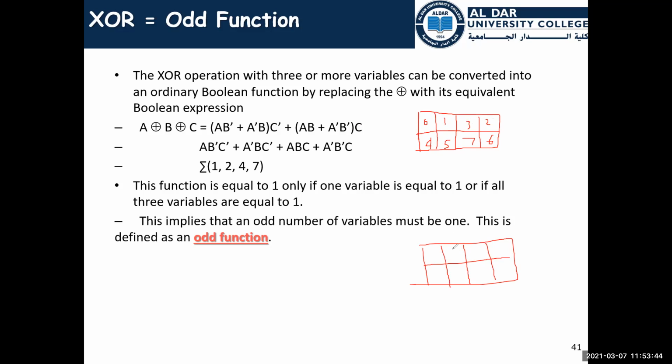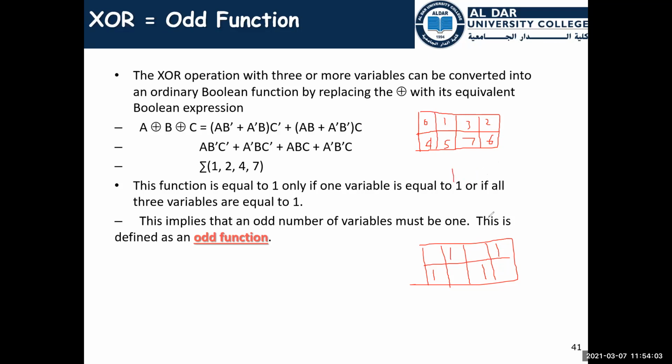1, which is here. 2, which is here. 4, which is here. 7, which is here. Okay, that's good. Thank you, Hanin. Really, I was confused because the ones were near each other.